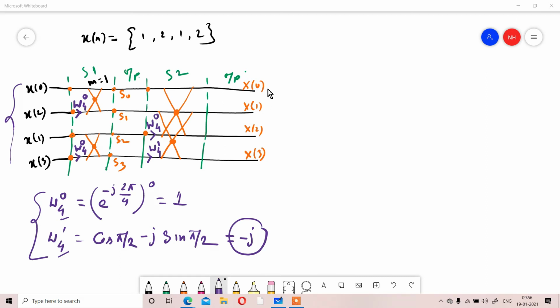I want the output as capital X0 to X3. So S0 to S3 values will be 2, 0, 4, 0. S0 will be 2, S1 will be 0, S2 will be 4, S3 will be 0. So just calculate it, first calculate S0 to S3, then calculate X0 to X3 and tell me what should be the values of the DFT.